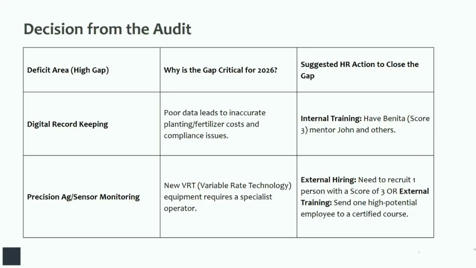Now, for the first thing, we are able to make use of our internal training, using Benita to train others. That means we don't need to go and hire a specialist. With that, we have cut down the cost. But for the second one, where we have the gap, which is precision agriculture and sensor monitoring, we will need to hire an external expert.